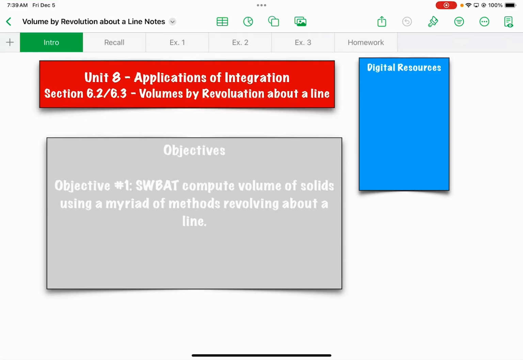Okay, I only have 3 examples for you guys today, so it's kind of short because I knew I wanted to budget some time for you guys to do your quiz and stuff.